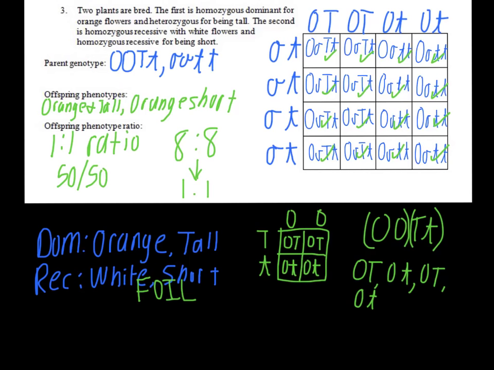I really think that's easier than doing this, although both of them are technically correct. Another thing I suggest you do, as I did, is to check off those boxes as you go through there. That way you're sure you didn't miss anything. And keep in mind that whatever numbers you have in your ratio here, they should always add up to 16 because there are 16 boxes in our Punnett square.